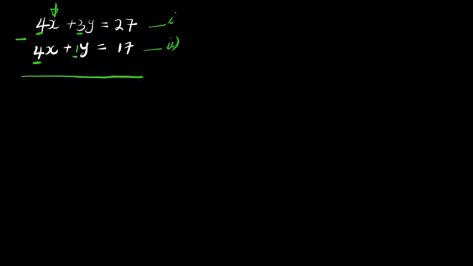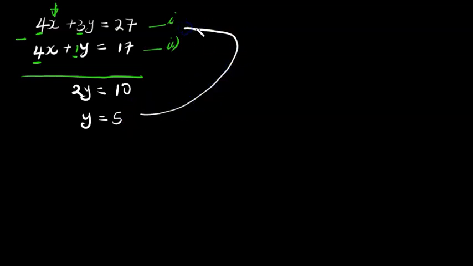When you subtract the two equations, you can see that 4x minus 4x is 0. Then 3y minus y is 2y, equals 27 minus 17, which is 10. Dividing by 2 on both sides, you see that y equals 5. That's the first answer. Now you are aiming at getting the value of x, whereby you take your y and substitute it in either the first equation or the second equation.